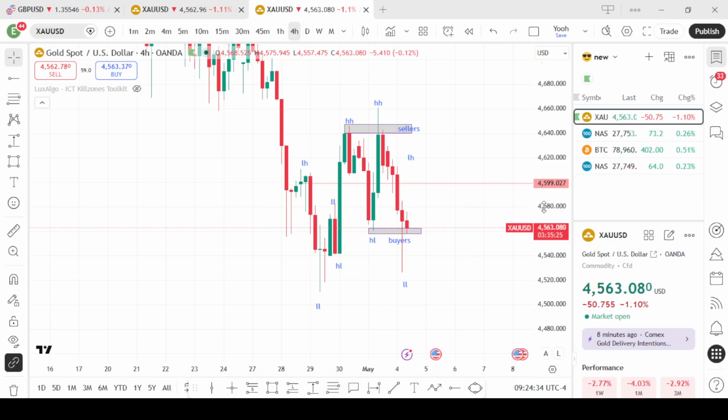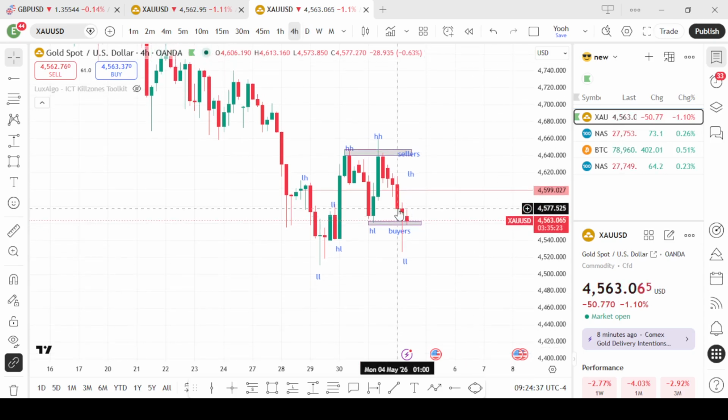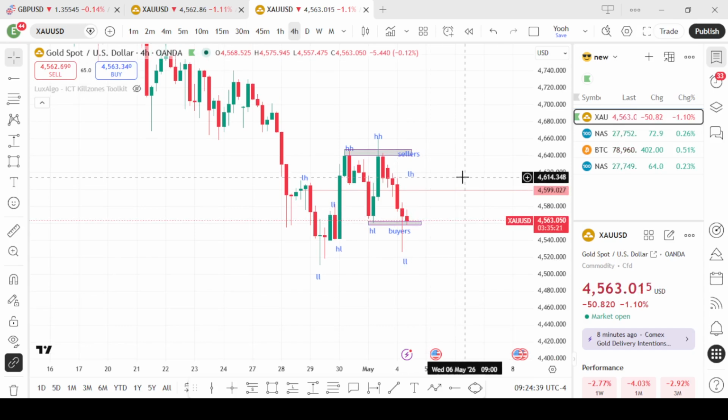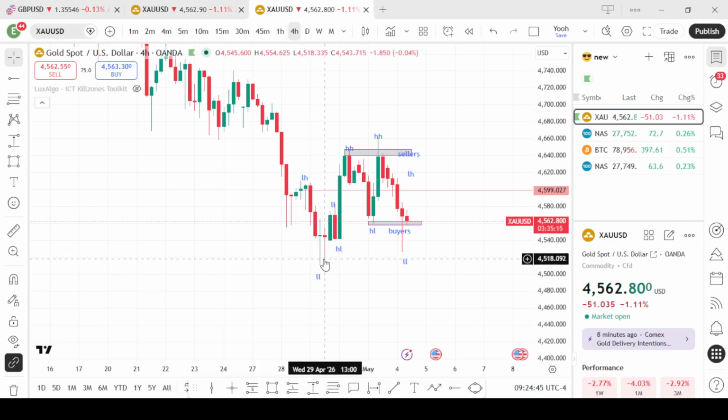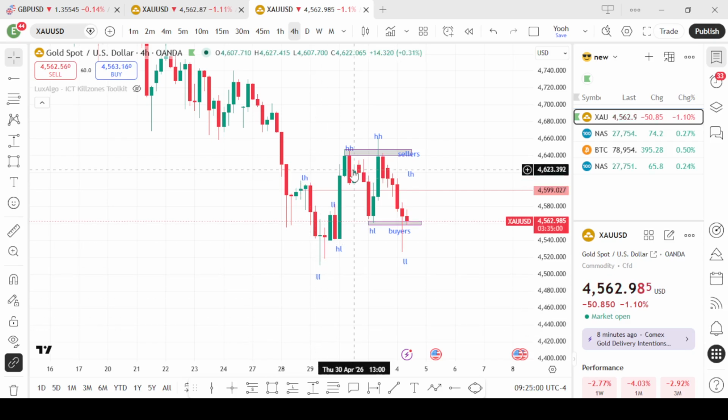We're going to look at it from the 5 minutes as well, because this one is a lower high, lower low. You see, the more you go in the lower time frames, the more structures there are. But if you stick to the higher time frames, structures are less. Because like here you see lower high, lower low. This is a higher high, higher low.